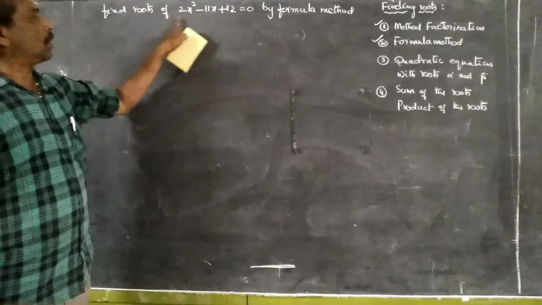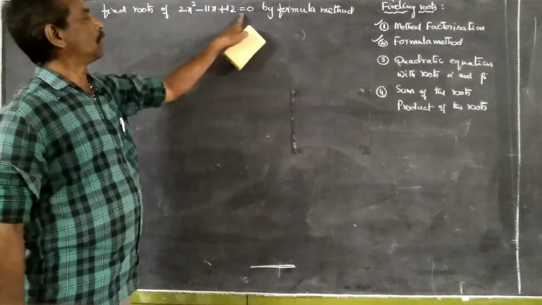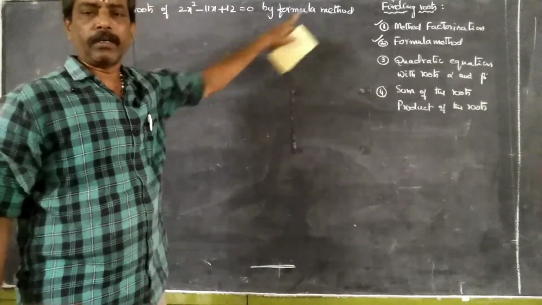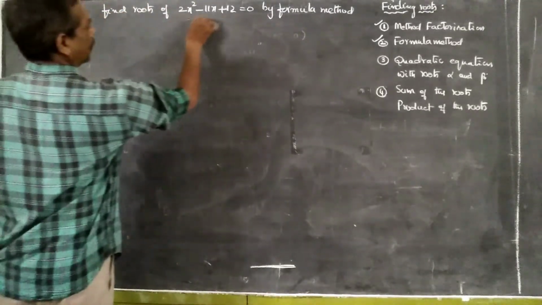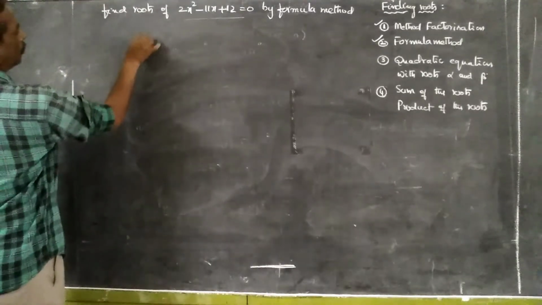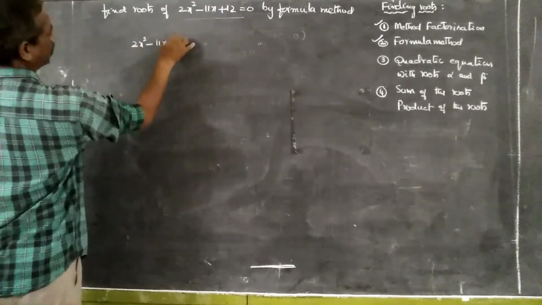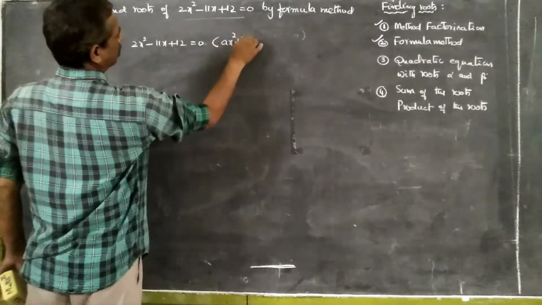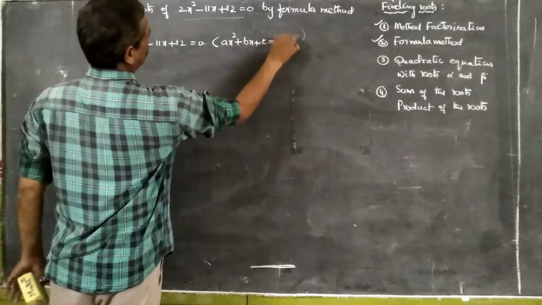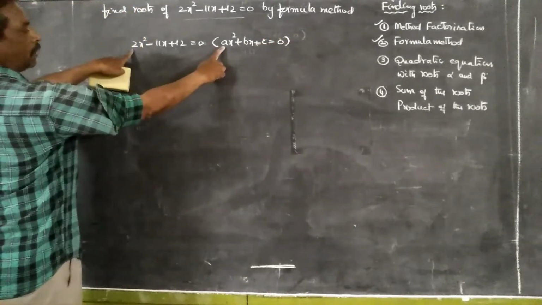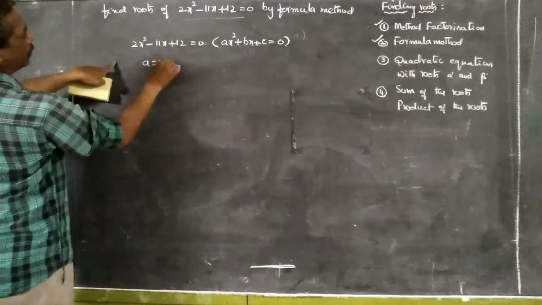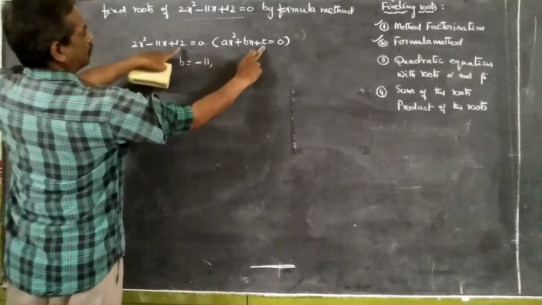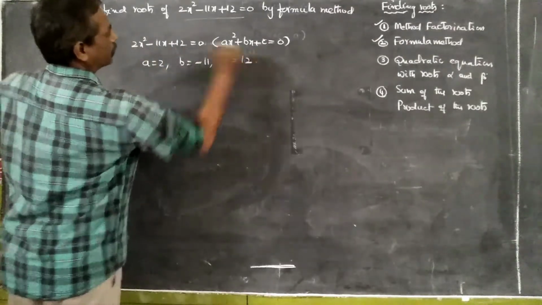Find roots of 2x² − 11x + 12 = 0 by the formula method. Just now we discussed the formula method. So first, write this quadratic equation 2x² − 11x + 12 = 0. Compare with the general form ax² + bx + c = 0, such that a = 2, the x² coefficient, b = −11, the x coefficient, c = 12, the constant term.